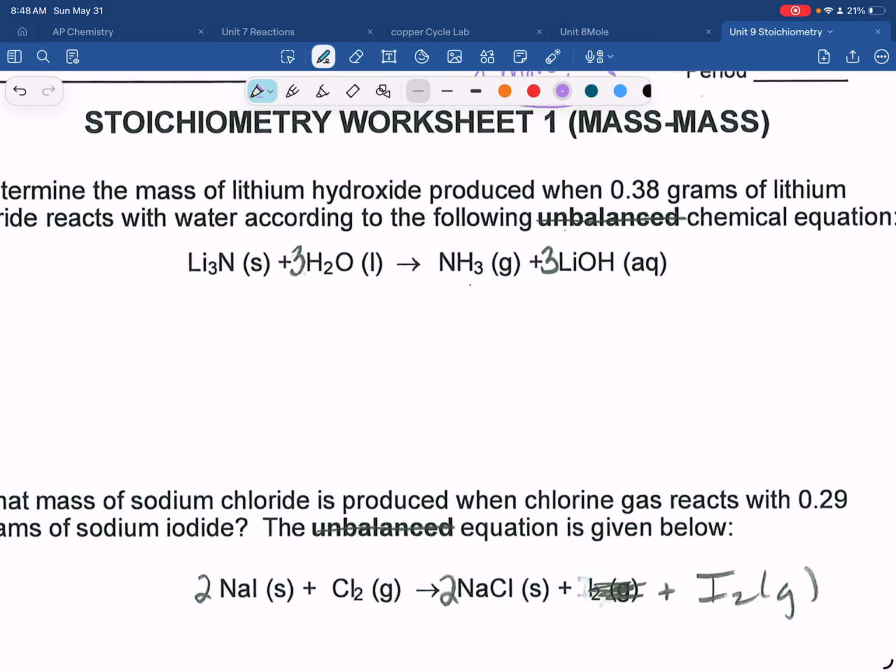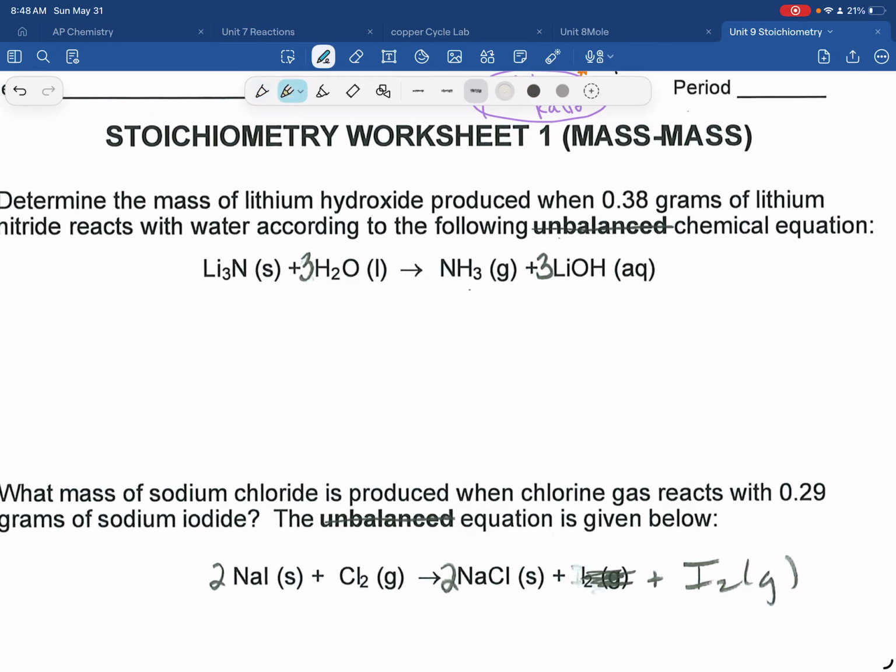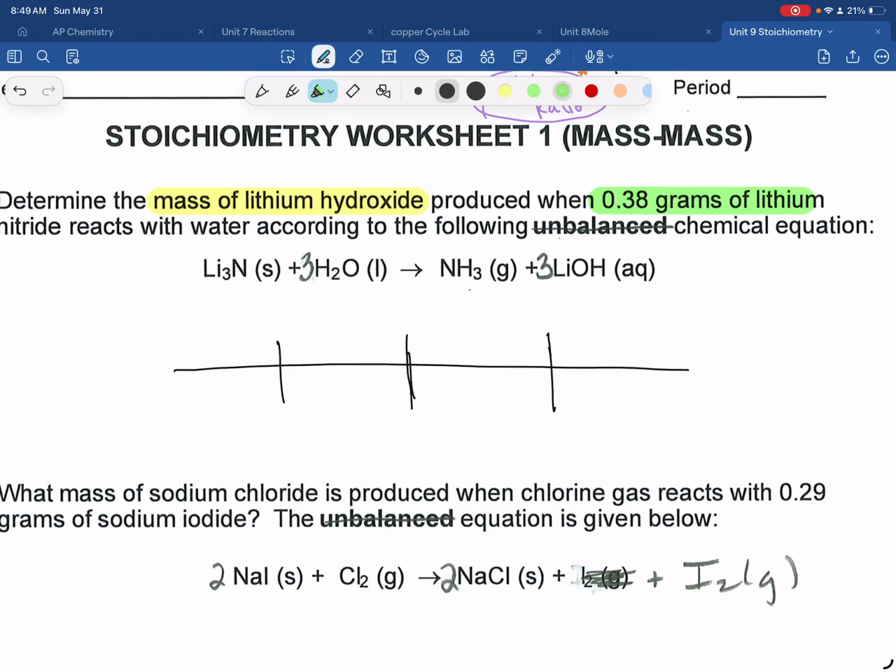Like we did before, I'm going to set up my train tracks. We know we're going to have 3 steps, so there are my 3 steps of my train tracks. Okay, and it says determine the mass of lithium hydroxide, so that's what we're looking for, produced when 3.8 grams of lithium nitride reacts with water according to the following. And I balanced the equation for you, so don't worry about that.